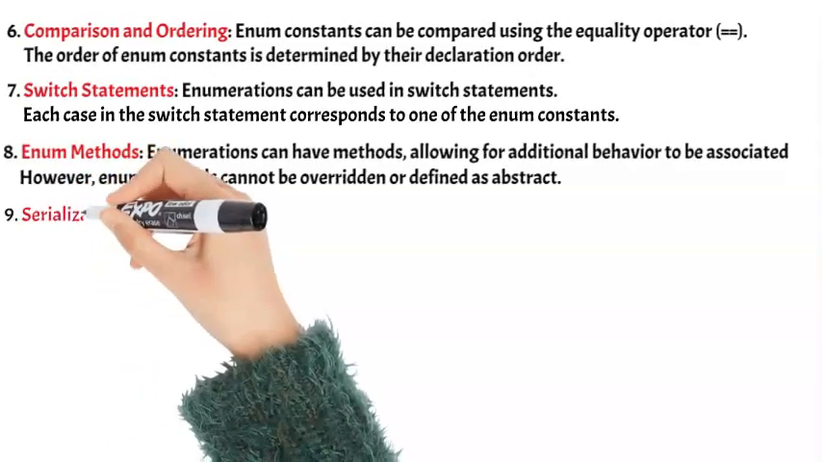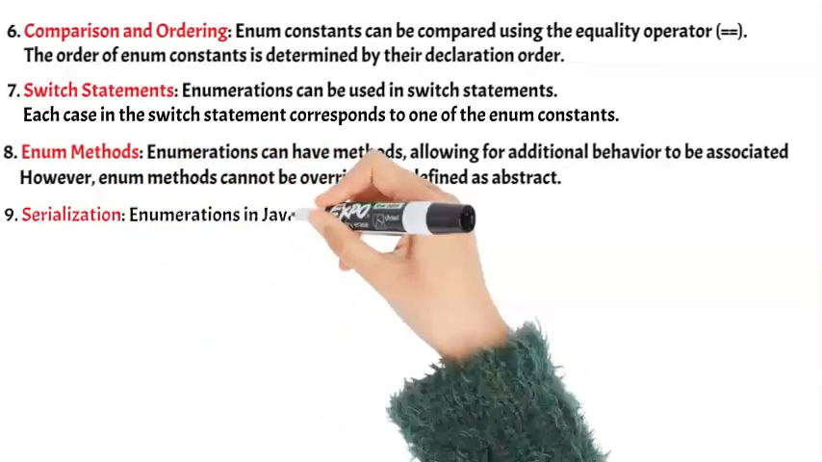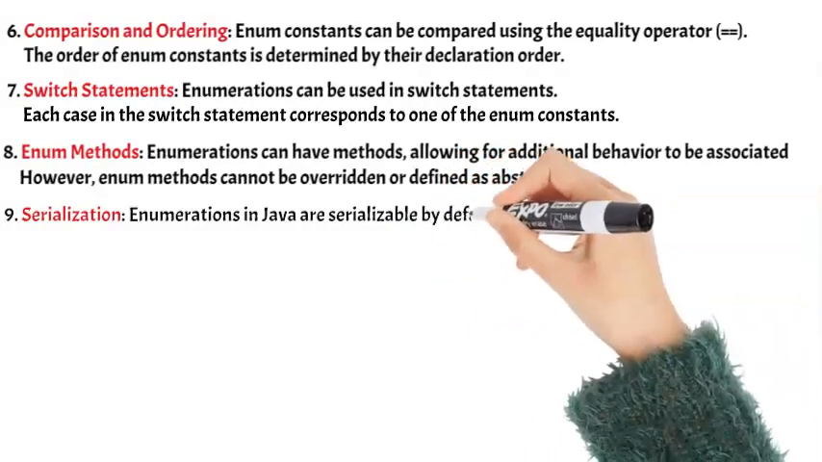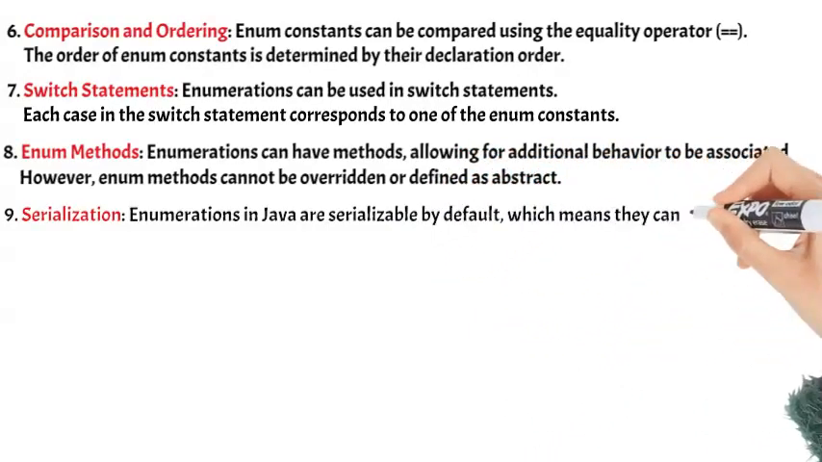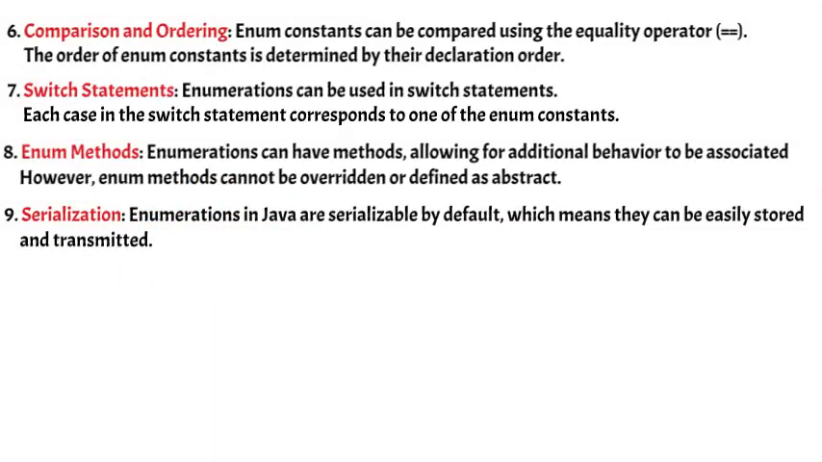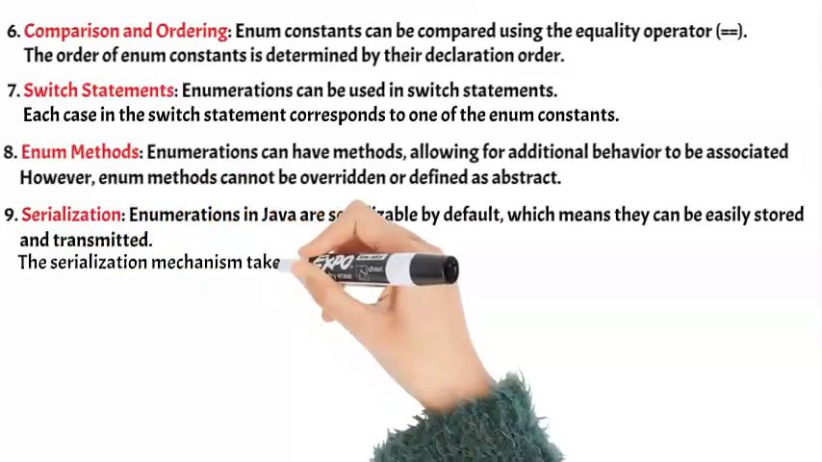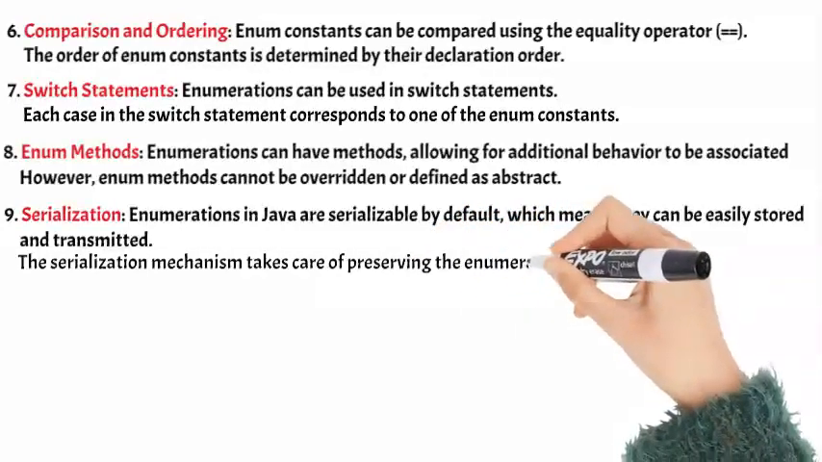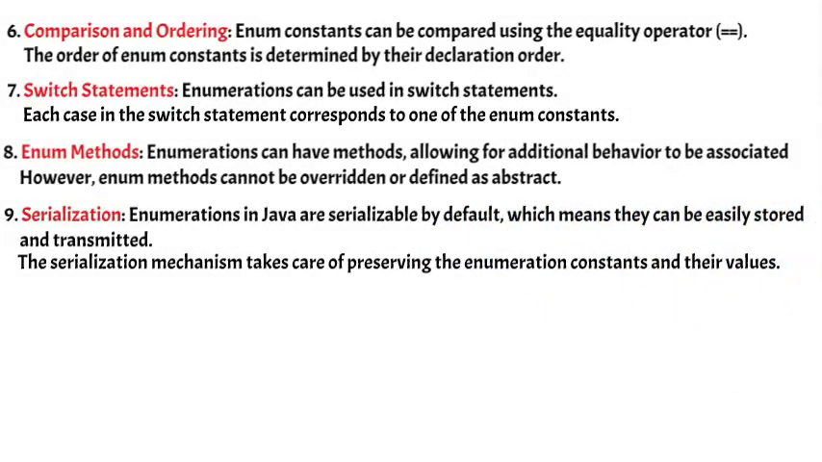9. Serialization. Enumerations in Java are serializable by default, which means they can be easily stored and transmitted. The serialization mechanism takes care of preserving the enumeration constants and their values.